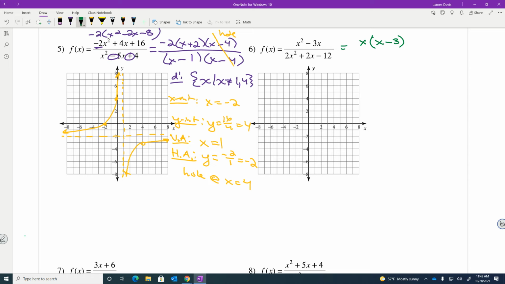Now the bottom has a 2. We want to pull that out, right? They all have a 2: x squared plus x minus 6. Basically, we're dividing all of them by 2. So then, put the 2 out here.